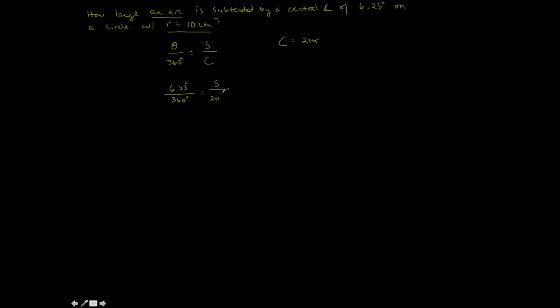This is just 2 pi times 10. So if you cross multiply and divide all that, you should get an arc length of 1.09 centimeters. Because remember, arc length and circumference are in the same units. So it's going to be centimeters.